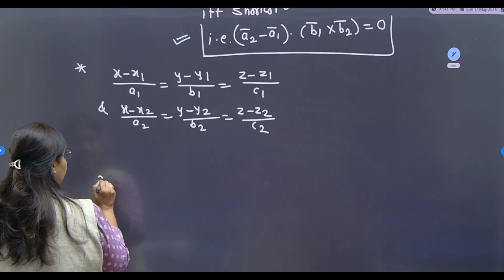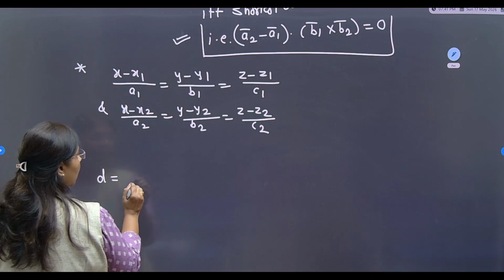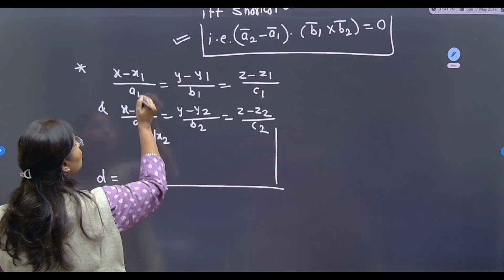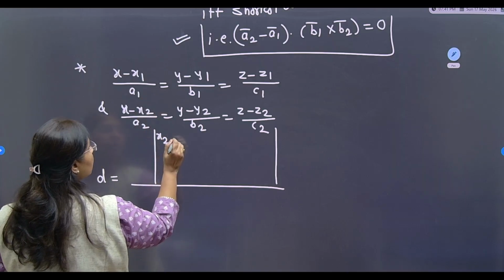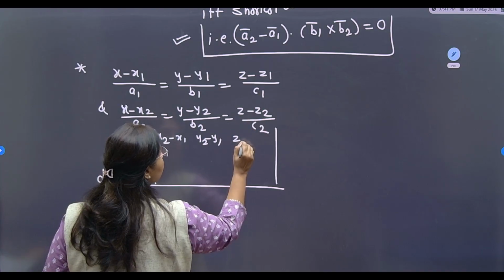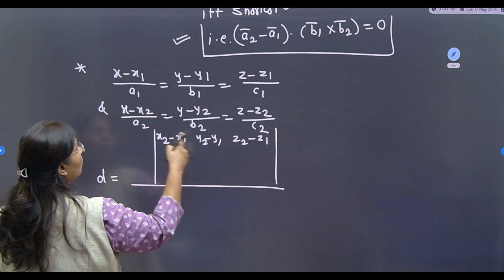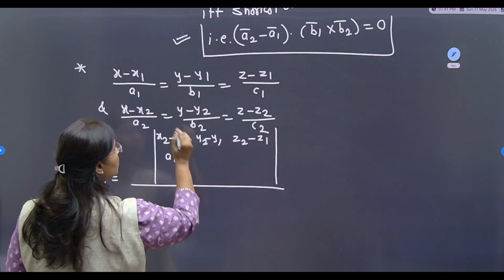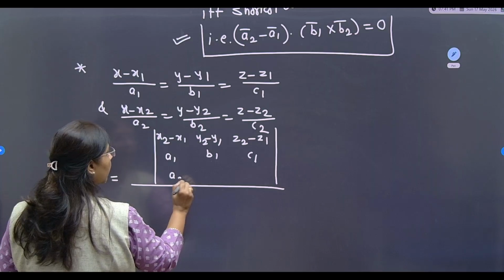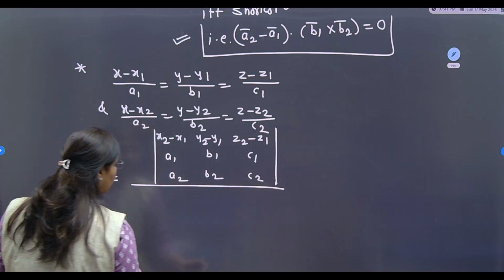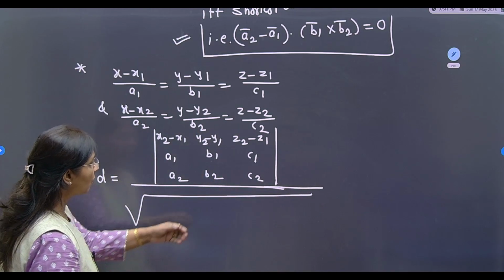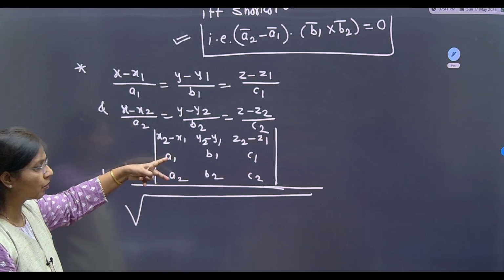Then the formula for the distance between two lines: in the numerator, the determinant symbol. Determinant of first row x2 minus x1, y2 minus y1, z2 minus z1. Second row a1, b1, c1, using all values here. Third row a2, b2, c2. And in the denominator, under root, consider these two rows, the second and third row.